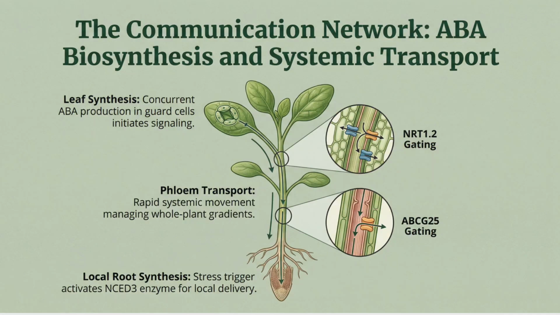This page maps how ABA is made and moved around the plant, showing leaf synthesis, rapid phloem transport, and local root production via NCED3 when stress appears. The diagram also points to specific transport gates like NRT1.2 and ABCG25 that control systemic ABA flow, so the whole plant can rapidly rewire growth and water balance in response to signals.